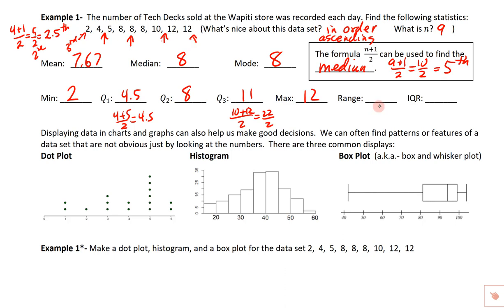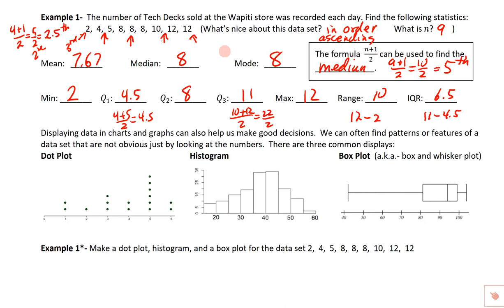Now, we do need to find the range. The range is the difference from the max to the min, so this is going to be 12 minus 2, so we end up with 10. And the IQR is the difference between Q3 minus Q1, so this is going to be 11 minus 4.5, and 11 minus 4.5 is 6.5. So we've got all of these nice descriptive statistics about this particular data set.